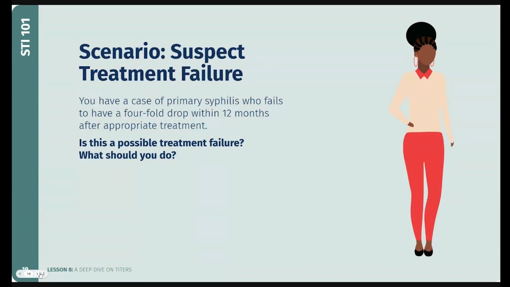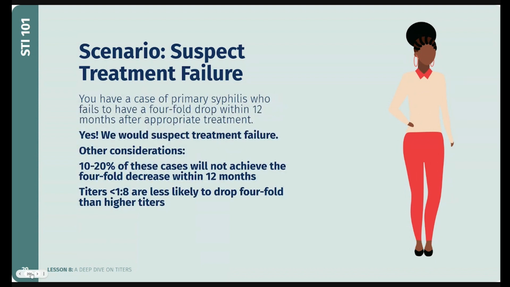Let's explain another scenario. Say you have a person with primary syphilis who fails to have an appropriate fourfold drop in titer within 12 months of receiving appropriate treatment. They do not have signs of reinfection. Are we concerned about treatment failure? And what should you do? Yes, this could be a sign of treatment failure. Keep in mind, clinical evidence suggests 10 to 20% of primary secondary cases will not achieve the fourfold decrease in 12 months. Titers less than 1 to 8 are also less likely to drop fourfold than higher titers.